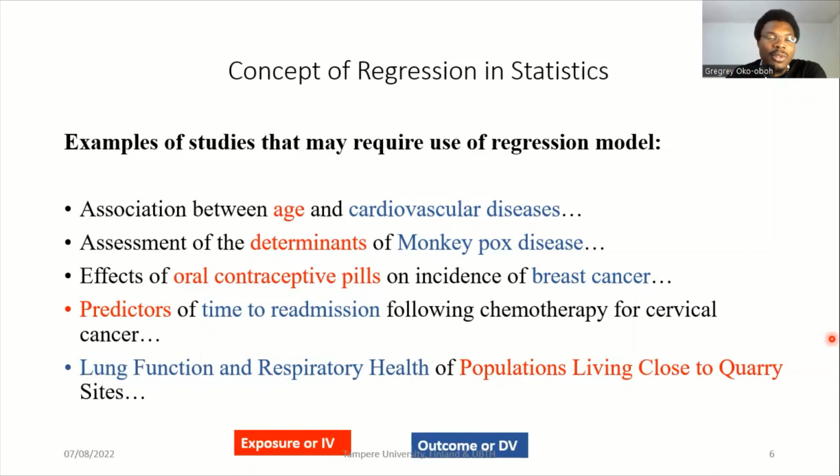So these are some of the few examples. Many more research questions abound in the clinical sphere, and it's important that in all of the research questions that we come up with, we are able at the very beginning to identify what our outcome or dependent variable is, and then what are the independent variables or the exposures.